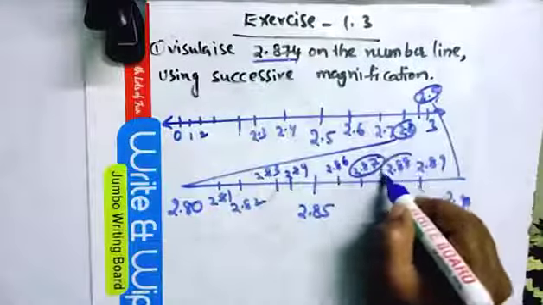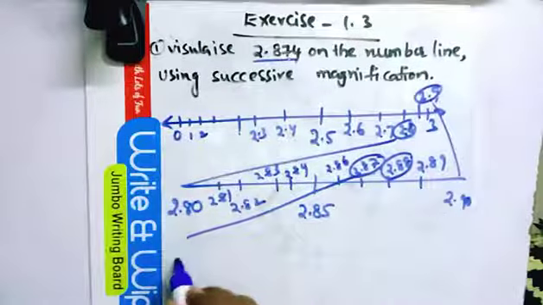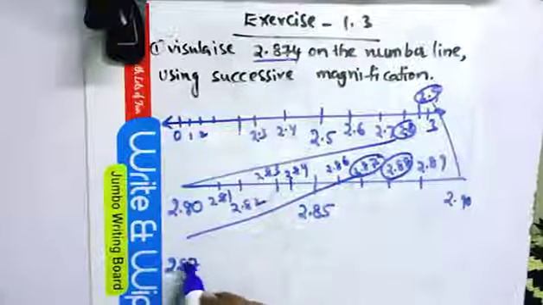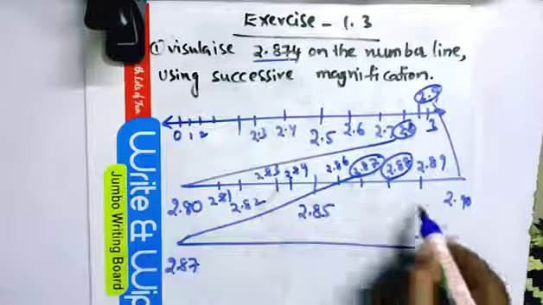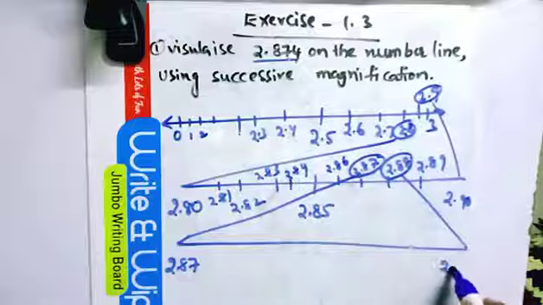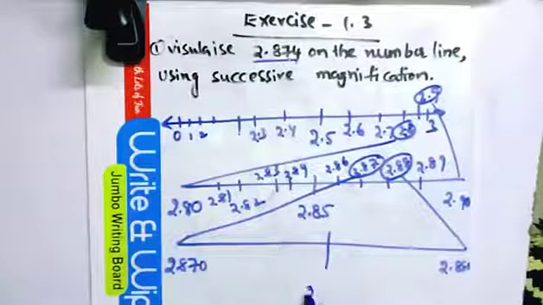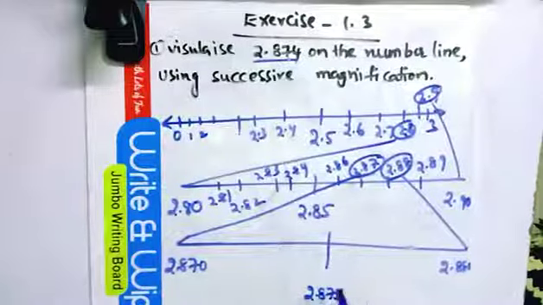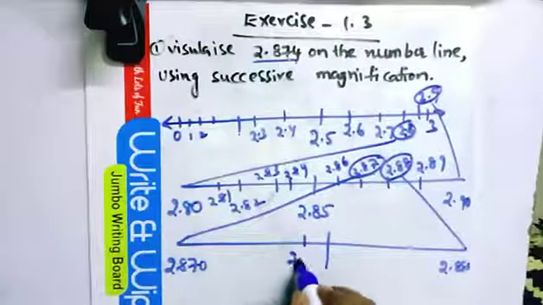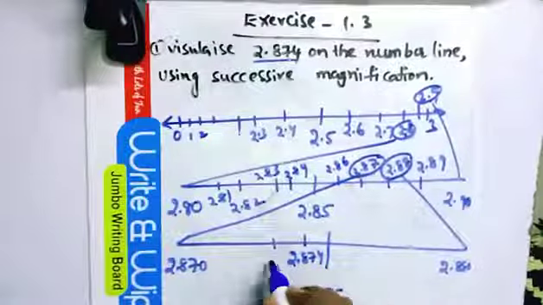So it will come between these two numbers. Expand these two numbers: that is 2.87, and the next number is 2.88. So that's 0, 0. The middle number will become 2.875. So this number is 2.874.